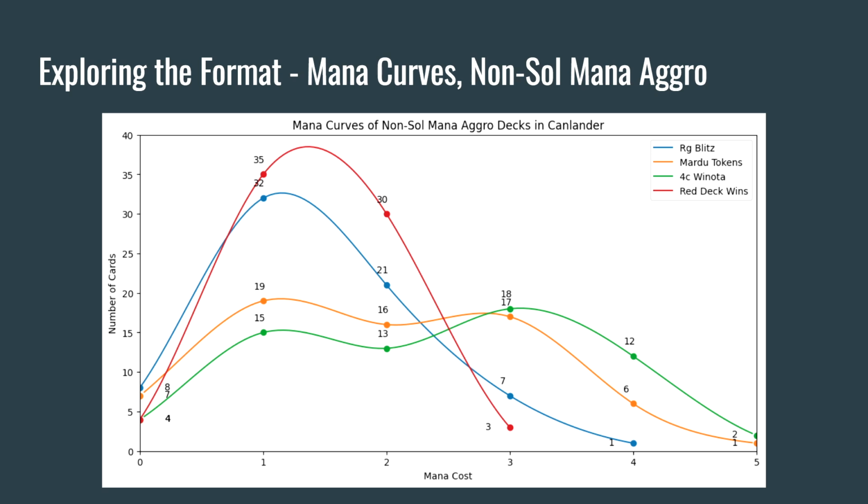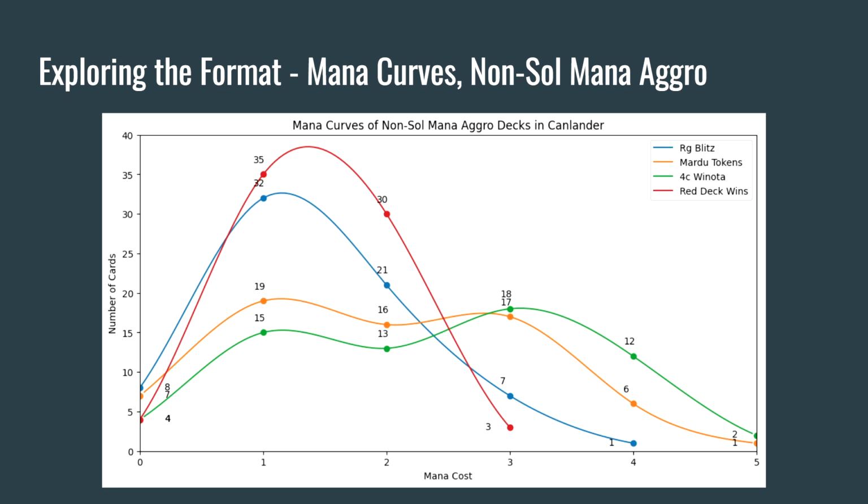Starting with non-Sol Mana aggro decks. I've chosen Red Green Blitz, Mardu Tokens, 4-color Winota, and Red Deck Wins for the non-Sol Mana aggro decks. Red Deck Wins and Red Green Blitz are both trying to use a lot of early creatures, and a lot of burn in the case of Red Deck Wins, or pump spells, to end the game very quickly and operate at maximum efficiency for the first 3 to 4 turns of the game.